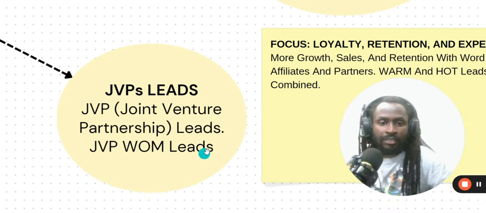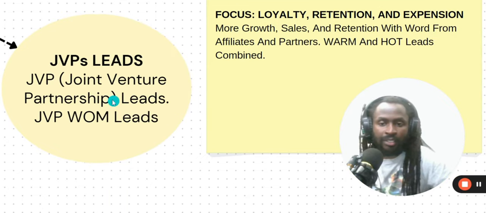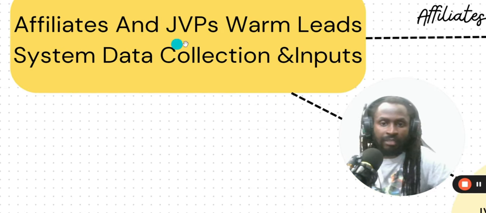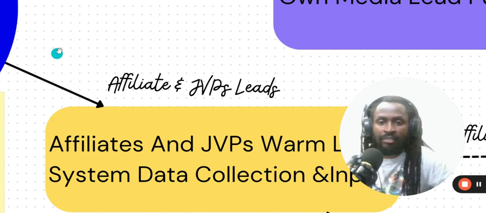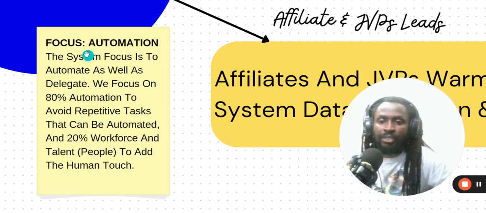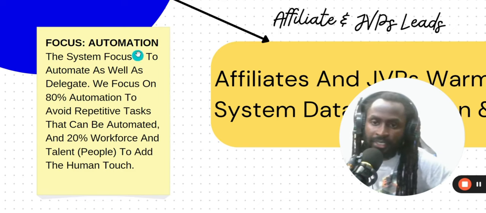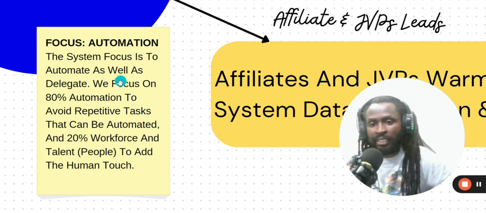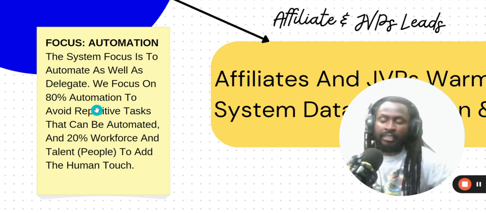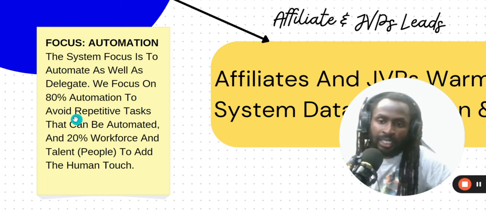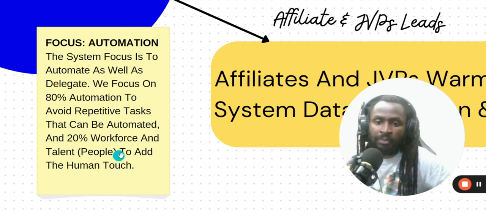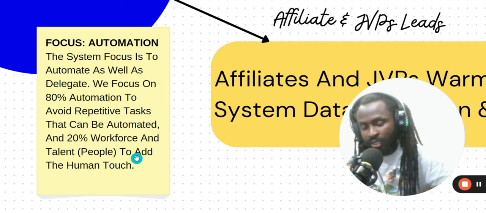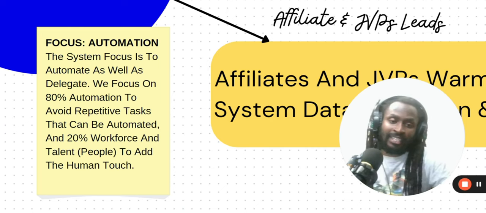Again, those are going to be hot and warm and everything. And then affiliate leads, warm leads, system data collection. So everything goes into the system, because in the system you focus on automation plus follow-ups and operations too. That's the whole operation. In the system, you automate as well as delegate. Normally we focus 80% on automation to avoid repetitive tasks that can be automated, and 20% on workforce and talent, the human touch, because business is about people.